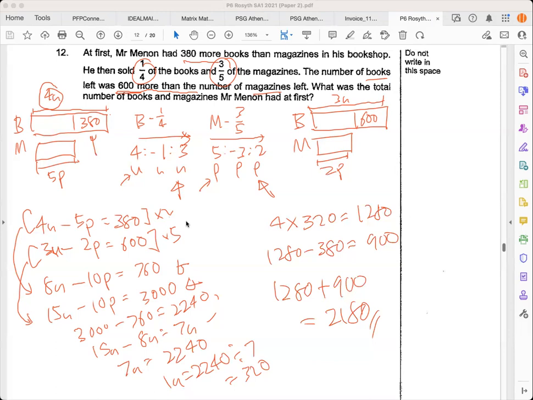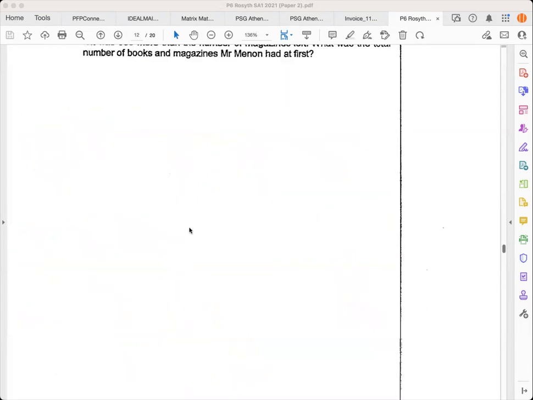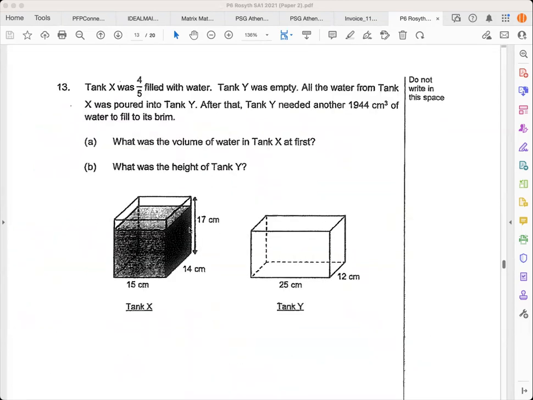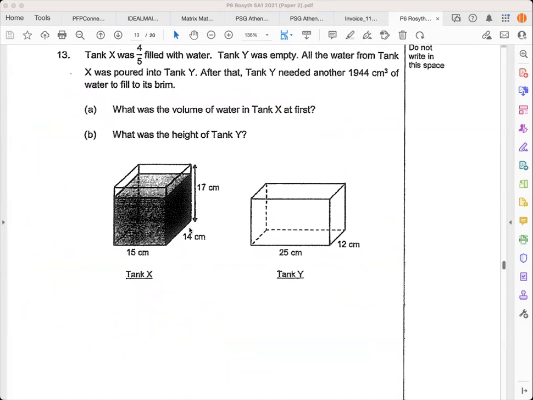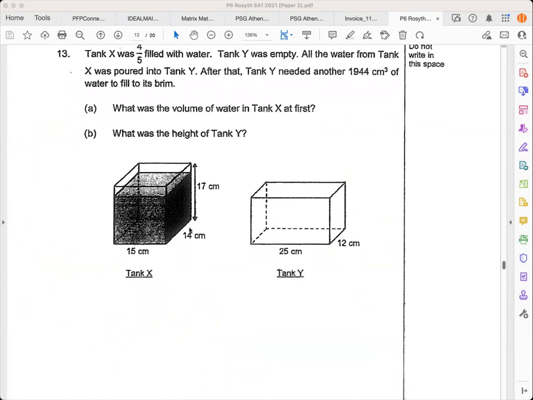Let's continue with question number 13. So tank X was 4 feet filled with water. Tank Y was empty. All the water from tank X was poured into tank Y. After that, tank Y needed another 1944 cubic centimeters of water to fill to its brim. What was the volume of water in tank X at first?